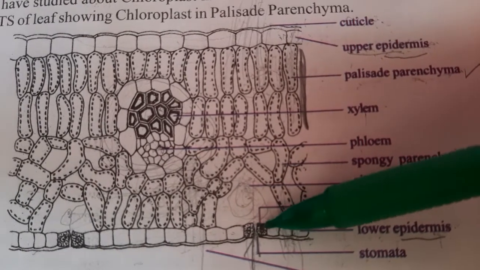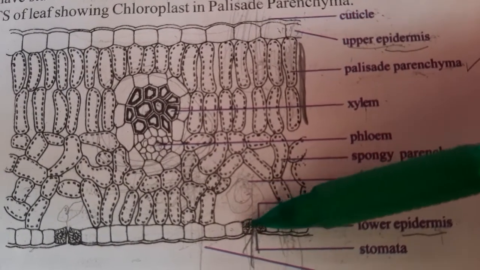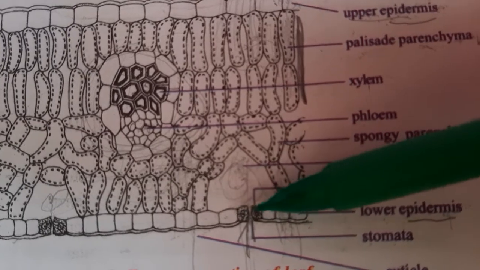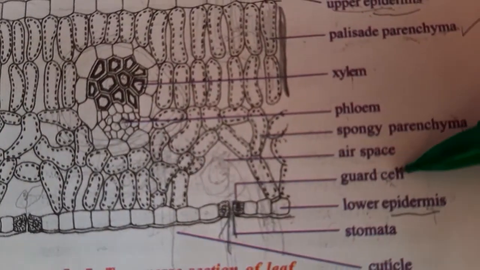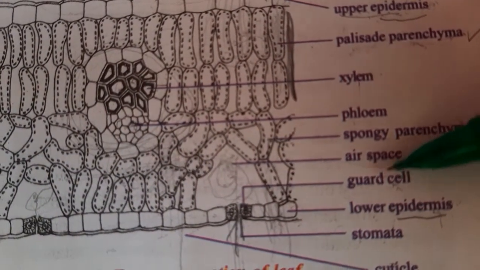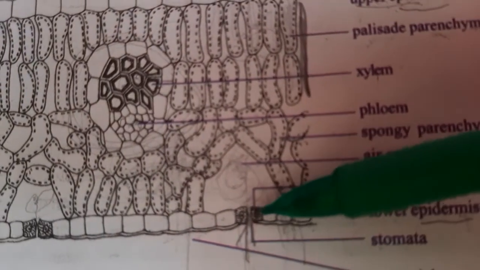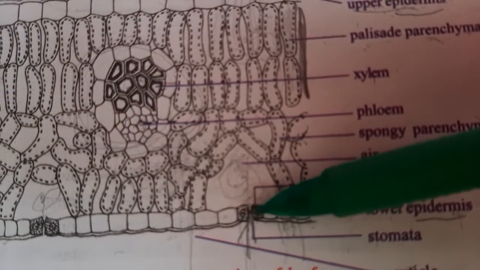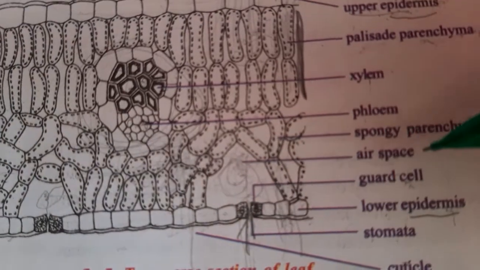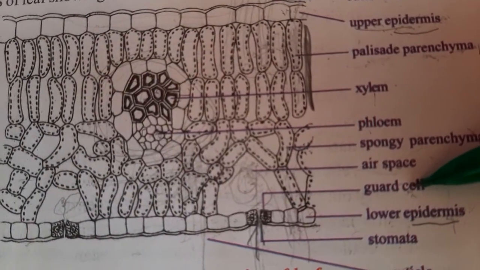And come to these cells. So either side of the stomata, some kidney-like cells are there. These are called guard cells. So the guard cells not only protect the stomata, but also help in the opening and closing of the stomata. So that is the main function of guard cells.